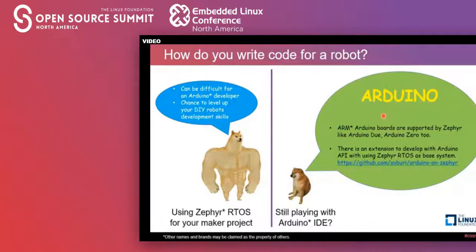I want to note that rare ARM Arduino boards are supported by Zephyr, like Arduino Due and Arduino Zero. Recently, I found that for Arduino, an extension was developed to program with the Arduino API using Zephyr RTOS as a base system. So you can find it, open that link. Unfortunately, I didn't check that, but you can try if you know Arduino well, just using the Arduino language for programming instead of directly using C and Zephyr APIs. But we will use Zephyr RTOS directly to build a robot. It can be difficult for an Arduino developer, but I think it's a chance to level up your DIY robotics development skills. Let's start our tutorial.